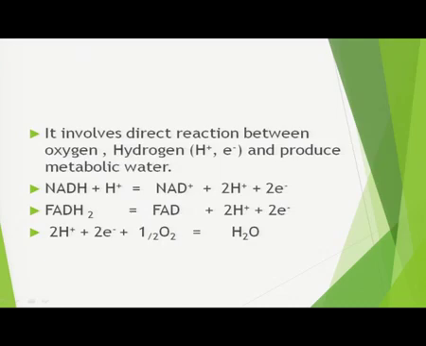Now, it involves the NADH plus H plus and FADH2 which are formed during the Krebs cycle, during glycolysis, and during oxidative decarboxylation. They are broken into NAD plus, proton and electron, and FADH2 into FAD, 2H plus and electron. Finally, this proton and electron combine with molecular oxygen at the terminal point of the electron transport chain, and form water.